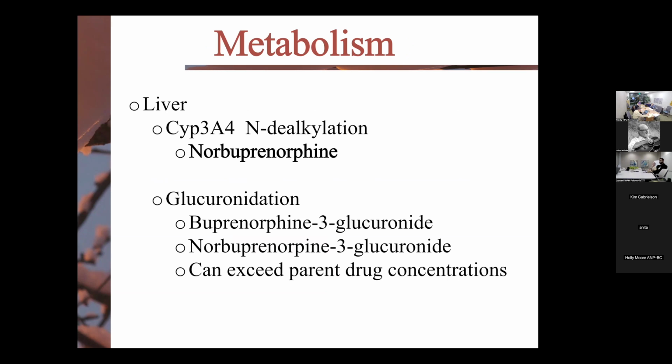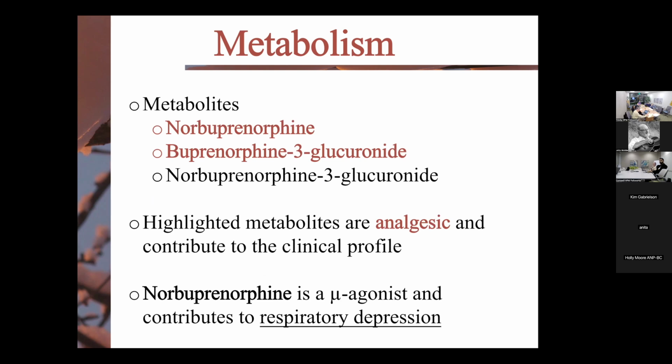Importantly, I want you to look at norbuprenorphine and buprenorphine 3-glucuronide. Those have analgesic effects as metabolites. But norbuprenorphine is actually what they think contributes most to that respiratory depression.